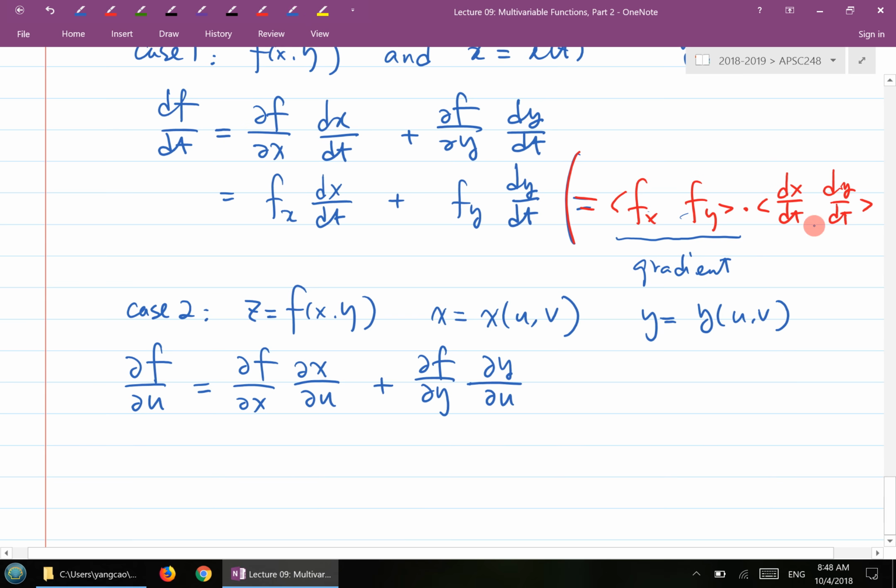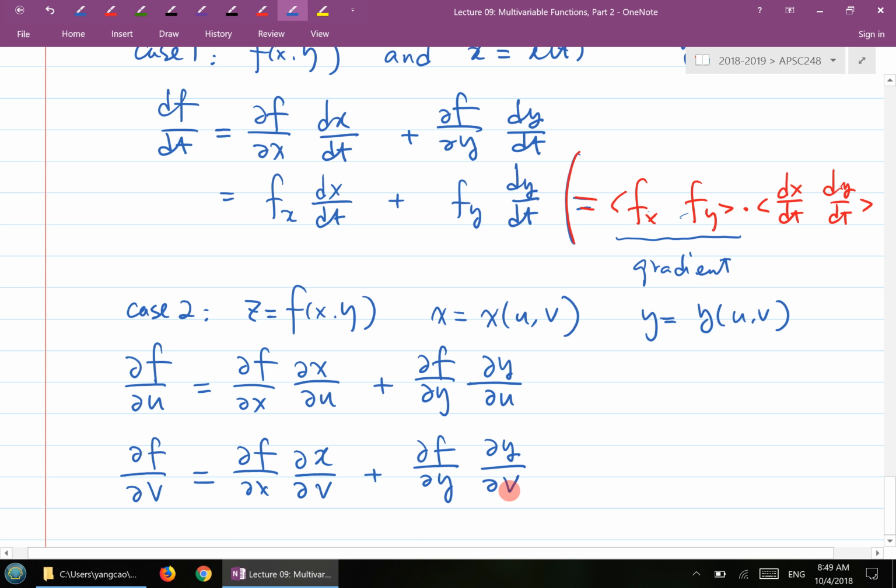Similarly, you can write down partial f over partial v. So I'll just write it down here. Alright, that's the chain rule for these two cases. I think most of the time these two cases cover pretty much the types of chain rules we'll use in this class for partial derivatives.